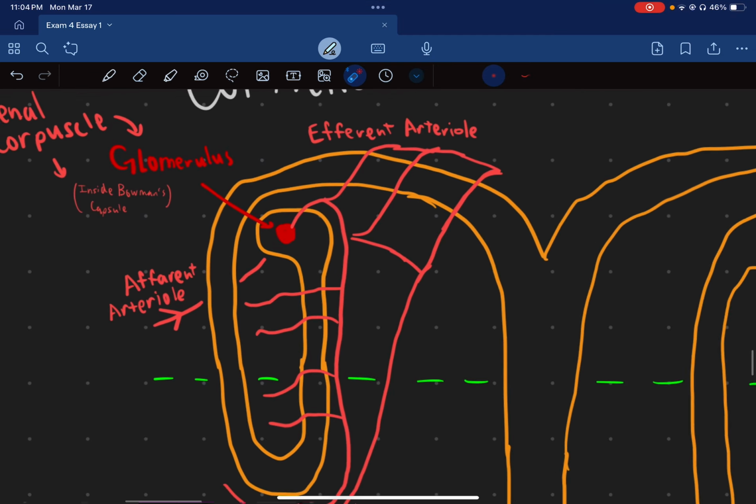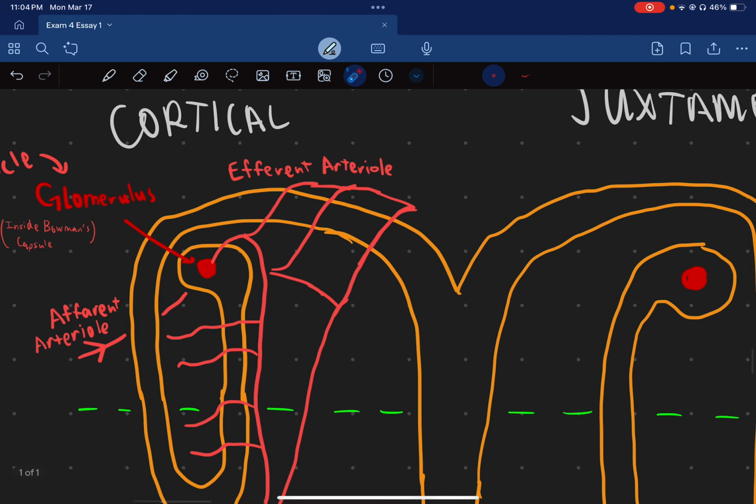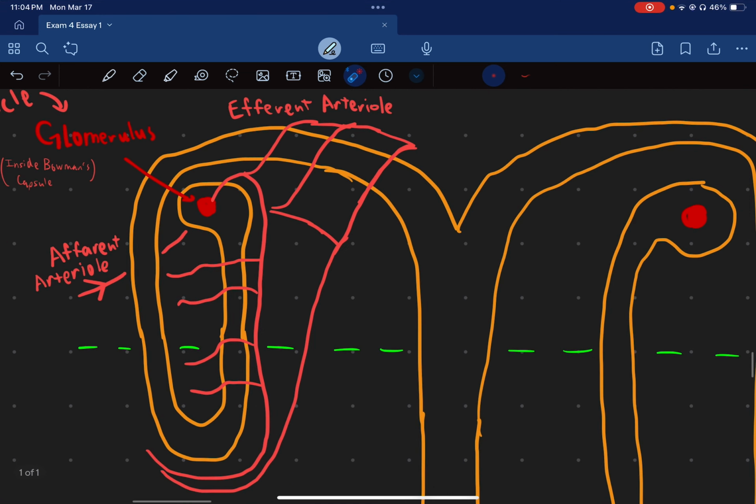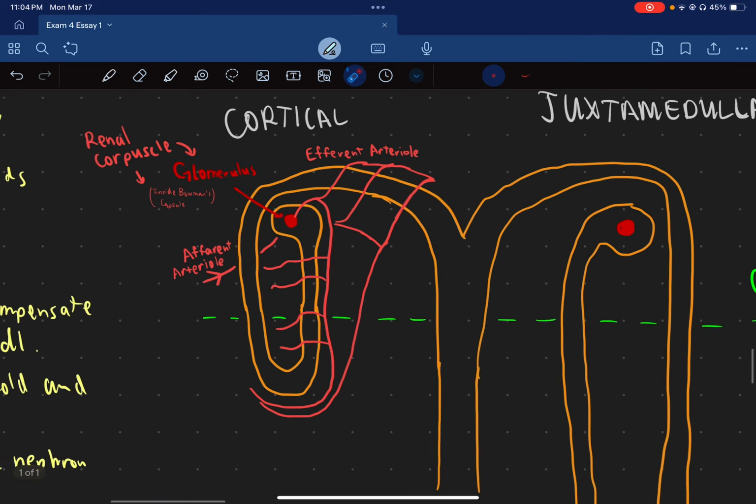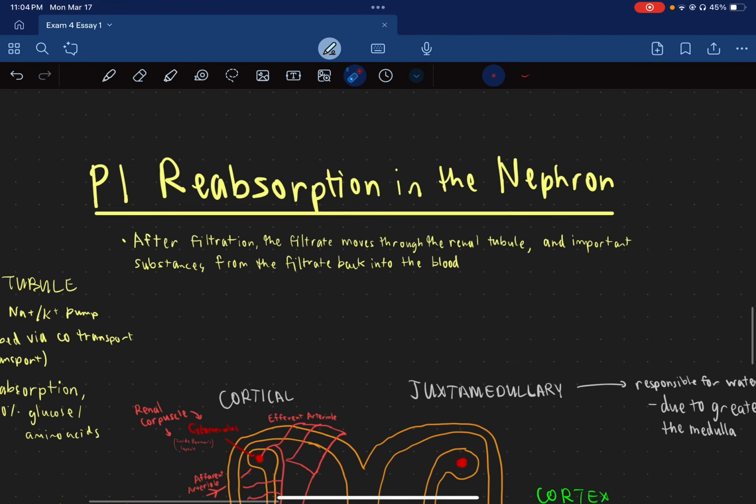We've got a couple different arteries coming over here. We have the afferent arteriole, which is the blood going towards the glomerulus. The efferent arteriole is the blood going away from it, and it's still going to be connecting two different parts of this tubule so that substances that we want to actually keep in the blood that were filtered can re-enter the blood through something called reabsorption. But first I want to talk about that reabsorption.